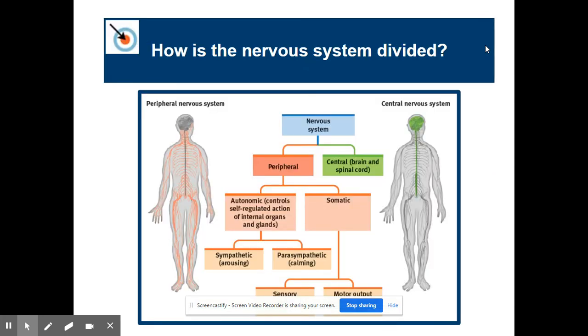How does the nervous system work? So we have our nervous system, which is our composite. Within that, we have what are known as the peripheral nervous system and our central nervous system. The peripheral nervous system is broken down into what is known as our autonomic nervous system and somatic. Our somatic is responsible for our sensory input and motor output. Our autonomic nervous system is regulated by the sympathetic and parasympathetic nervous system. And we'll talk about each one of those as we go forward.